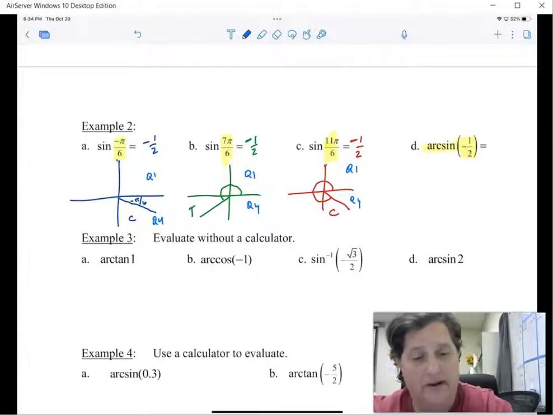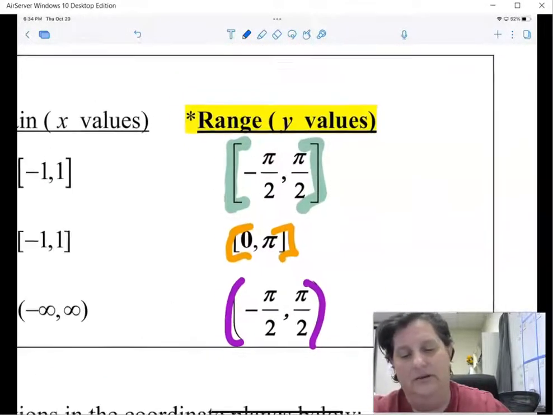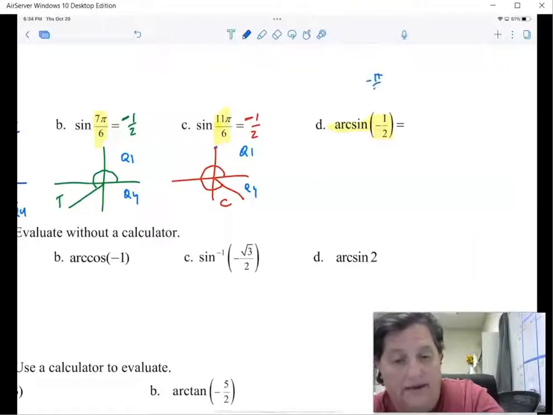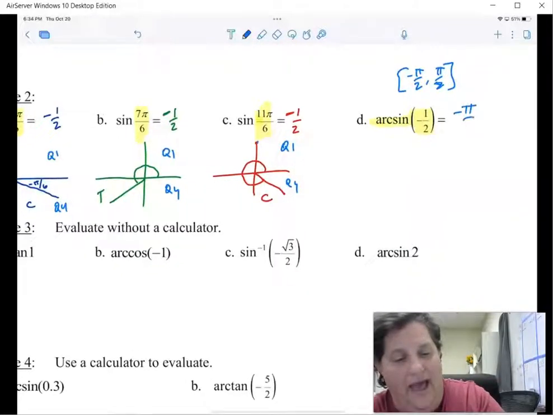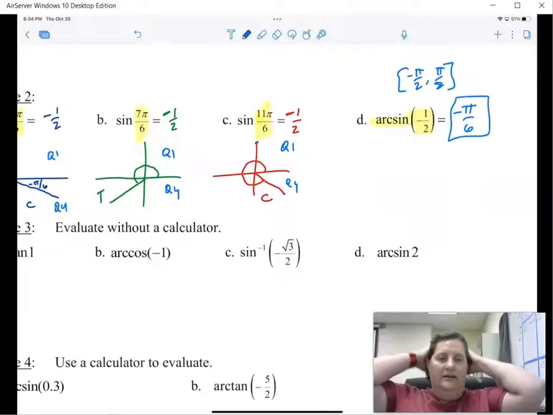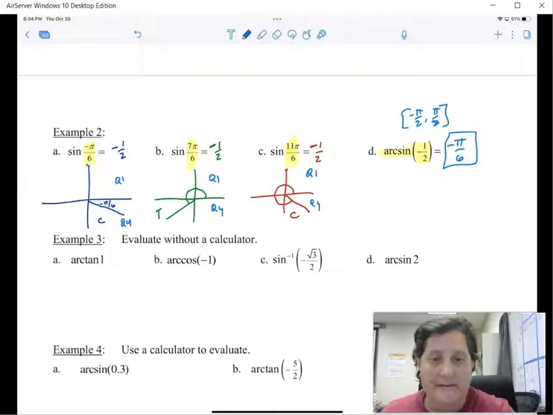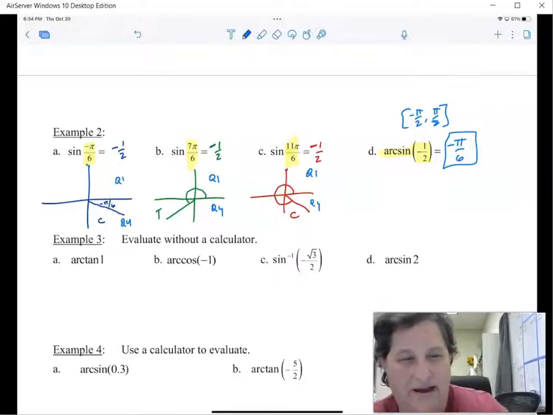But what you have to remember is this range thing. This is actually real important, okay? This is this range thing, what it's allowed to be. Well, arc sine can only exist between negative pi over 2 and pi over 2. So which of these angles is between negative pi over 2 and pi over 2? Negative pi over 6. That's what we have to call it. Even though negative pi over 6 and 11 pi over 6 are the exact same angle, you guys, I can't call it 11 pi over 6 because it's outside of my interval. Okay? So that's kind of how that works.